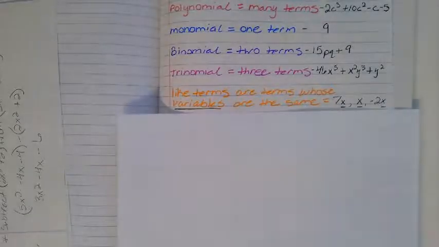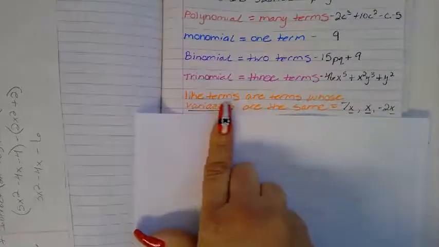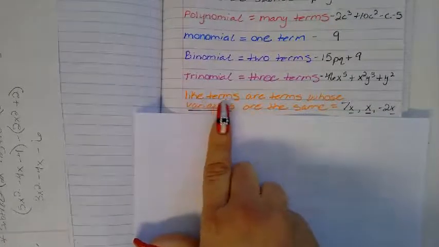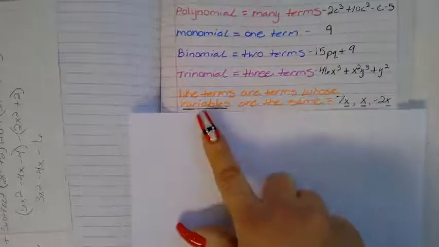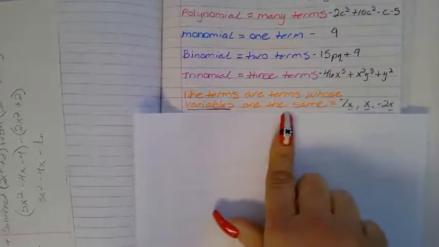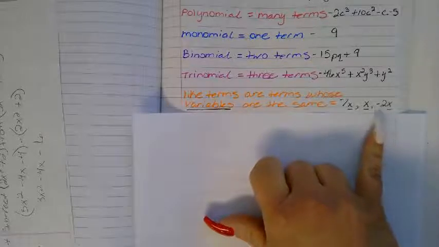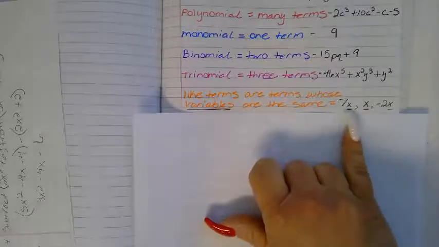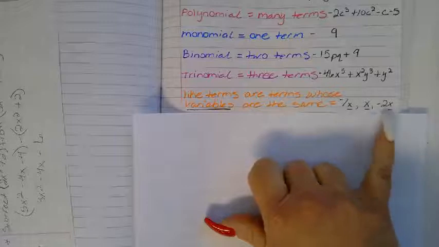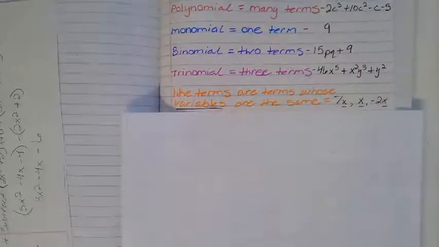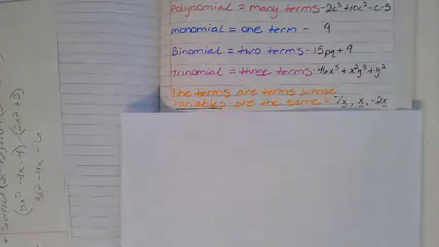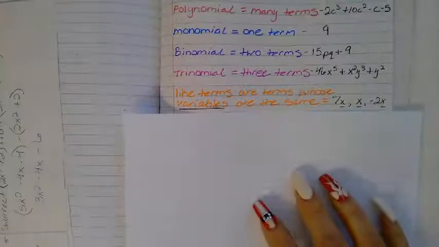Record. Okay. So you're going to hear the words like terms a lot. Okay. So like terms are terms whose variables are the same. And our variable in this example would be the x's, right? So they all have an x attached to it, which is the variable that makes them all like terms. So 7x and just an x and a negative 2x. Those are all like terms. All right, so let's move on.